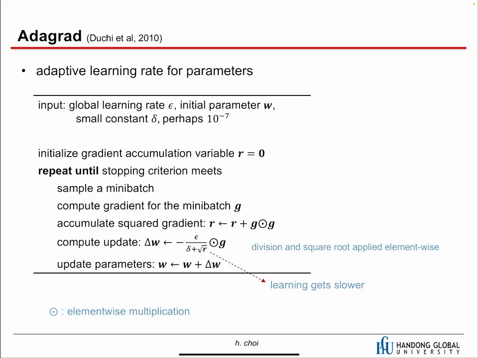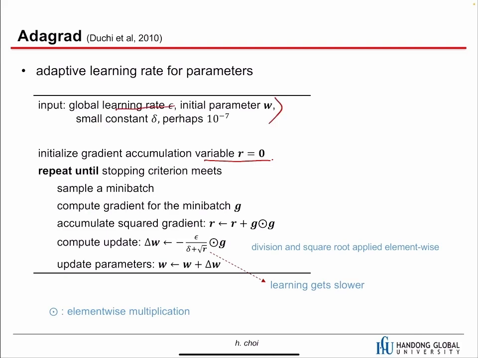Okay, then the next one is AdaGrad, adaptive learning rate for parameters. As I said, the learning rate is one factor that determines the effectiveness of the learning process. So in AdaGrad, we will change the learning rate adaptively. Initialize the cumulative variable r with a zero vector. And the other parameters are the same as before.